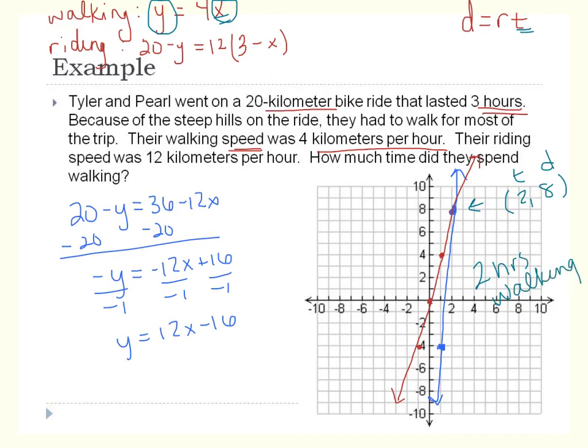And we actually know a lot more here. We also know they spent 8 kilometers walking, which you could then go figure they spent 1 hour riding. Okay, because you could do 3 minus 2. They spent 1 hour riding, and they spent 12 kilometers riding.